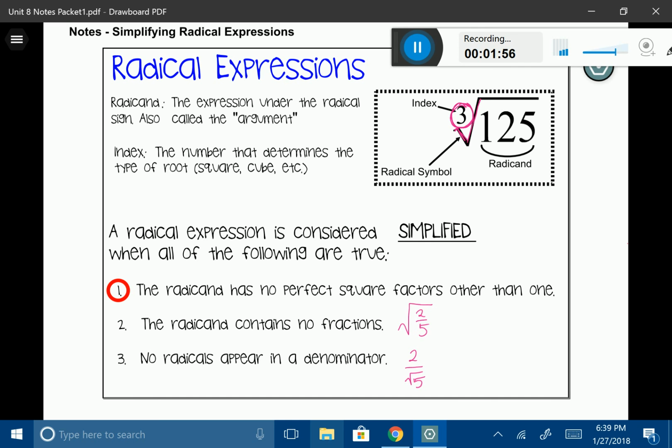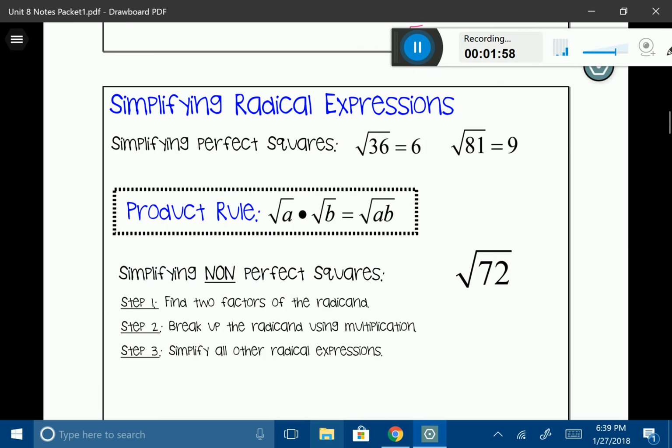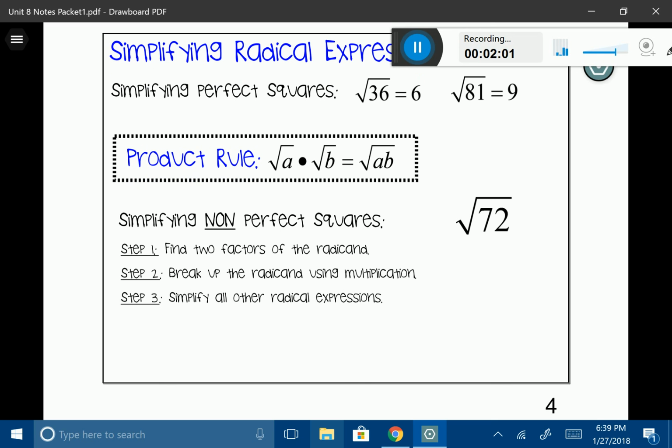All right, so let's go ahead and take a look at how to simplify a radical. Like I was saying earlier, we've talked a lot about perfect square numbers like the square root of 36 or the square root of 81. And we know that the way that you get the square root of a number is you're trying to find 2 numbers that multiply to give you that number. So 6 times 6 will give us that 36. And 9 times 9 will give us that 81 that's underneath. So it's a little bit different when you're working with a number that's not a perfect square.